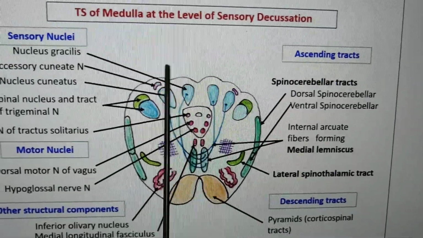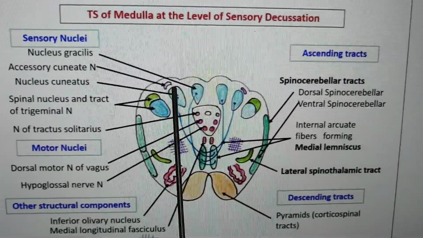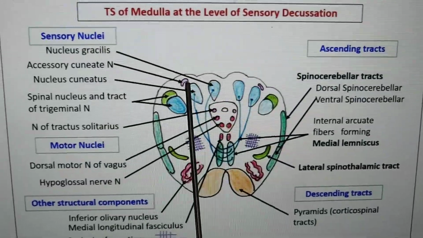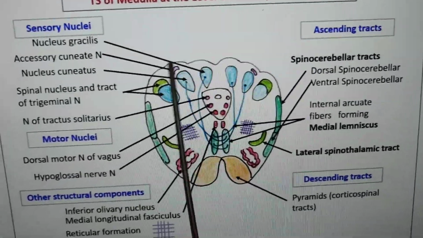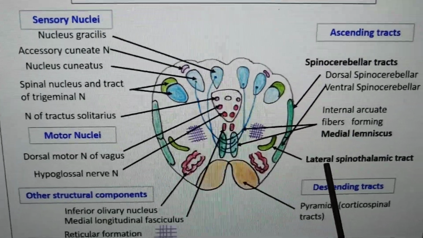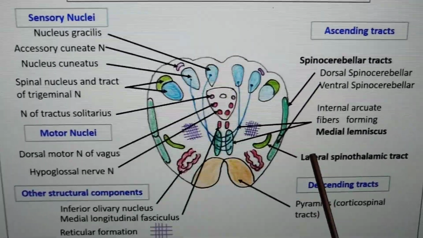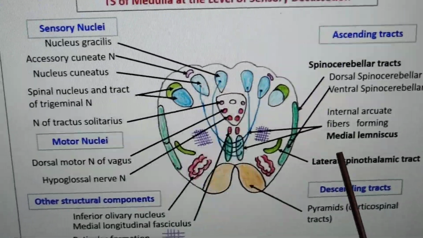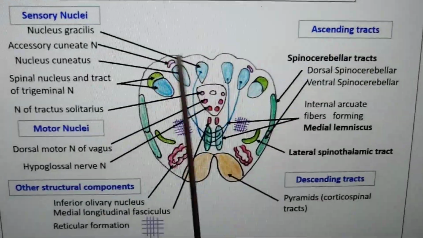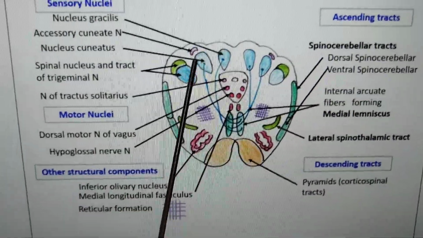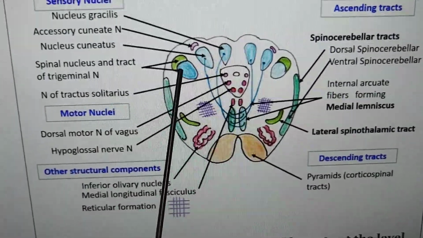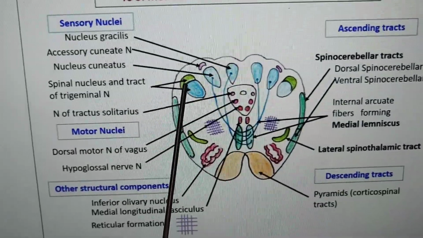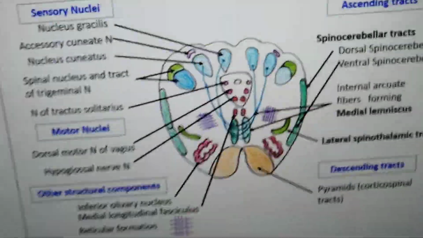Now there is another nucleus seen dorsal to the cuneate nucleus, called the accessory cuneate nucleus, and fibers from the accessory cuneate nucleus form the posterior external arcuate fibers, and also form the cuneocerebellar tract. Now lateral to this we have the spinal nucleus and the tract of the trigeminal nerve. This blue is the spinal nucleus, and above is the tract of the trigeminal nerve.